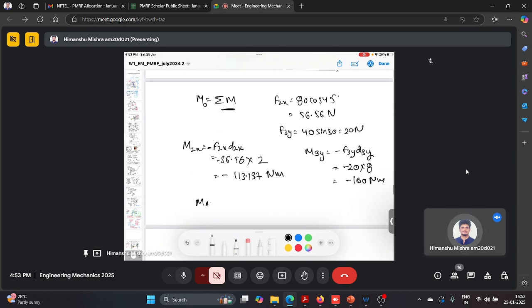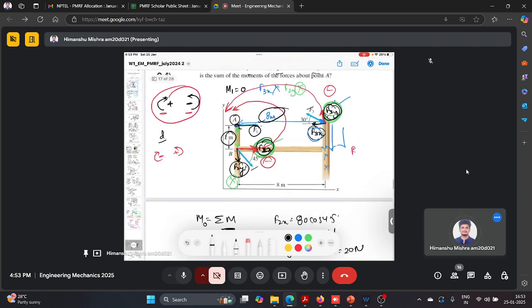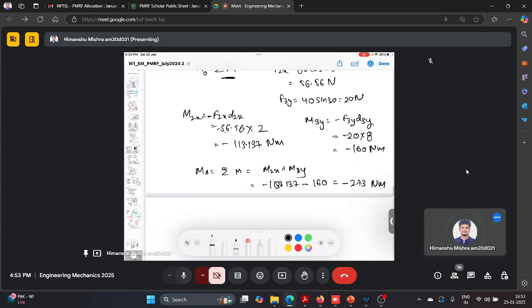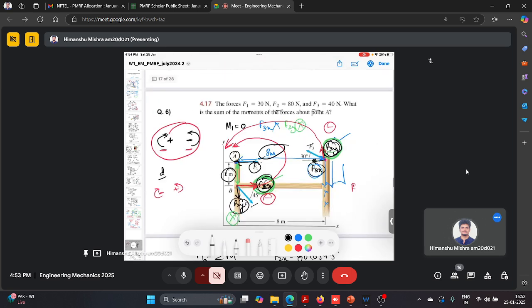So my movement at point A is the summation of all the movement due to all of these forces, F3y and F2x. So it will be M2x plus M3y. So it's minus 113.137 minus 160. So it will be minus 273 Newton meter, or it's 273 Newton meter in counterclockwise direction. So my resultant movement at point A is 273 Newton meter in counterclockwise direction.